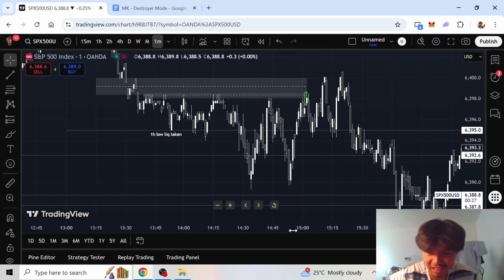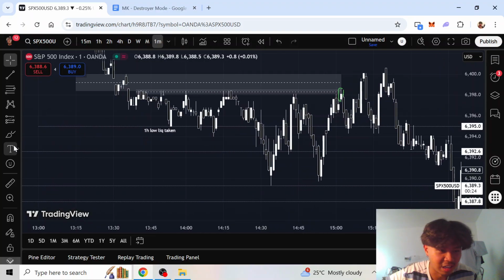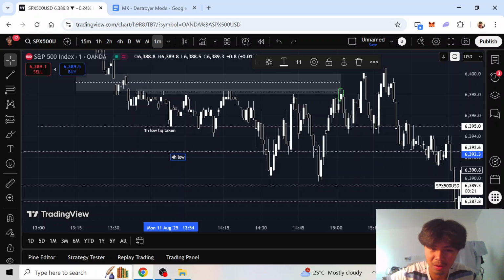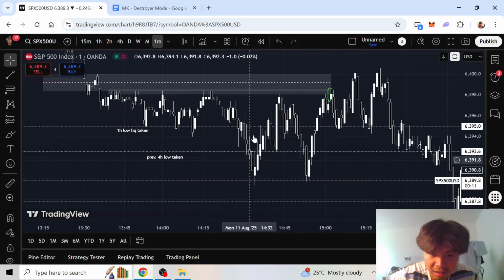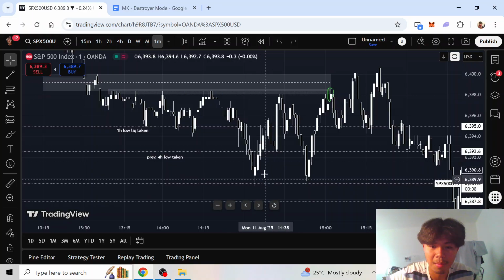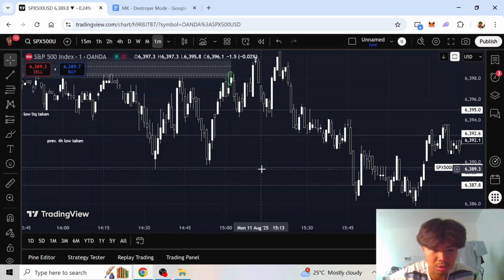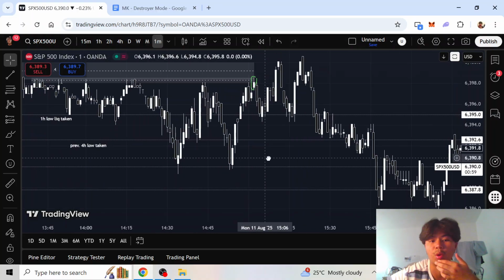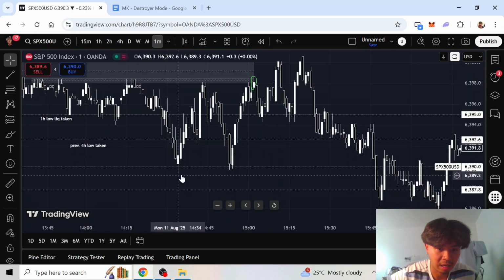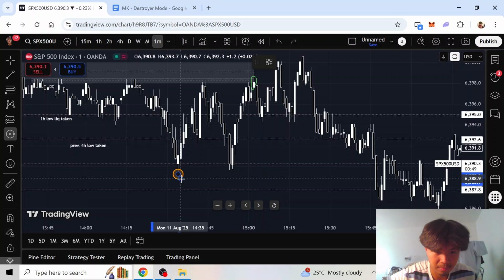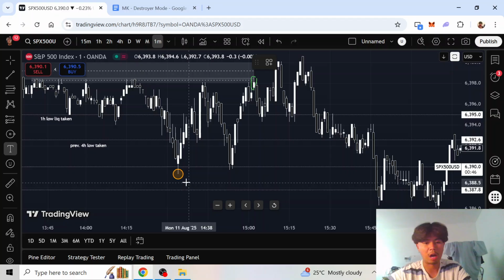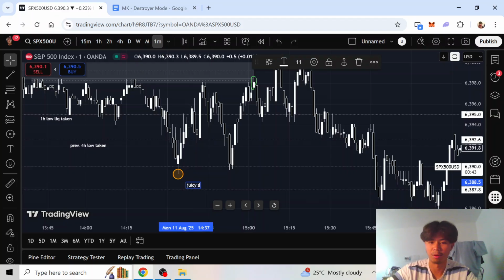Okay, so as you can see, the 4-hour low has been taken as well. Previous 4-hour low taken. And we do see some sort of move up. That is not a thing, that's just the price that it is at right now. That's not a liquidity point. And it left something here. You see that point? That's a stop hunt. That's what I call a juicy stop hunt. Bro, I love my lingo.